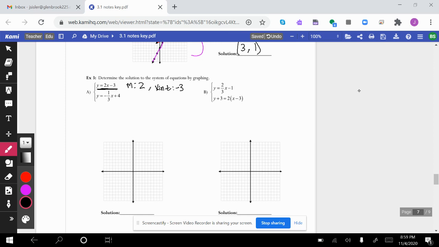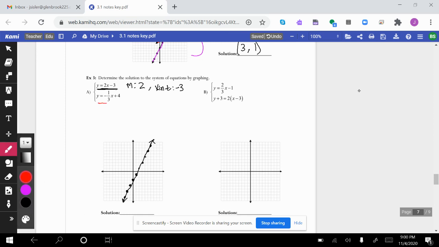I'm just going to graph that. I have my y-intercept of -3, and I'm going to graph my slope up 2 over 1, up 2 over 1, up 2 over 1, okay? And then down 2 over 1, down 2 over 1. Okay, so there's my first line.